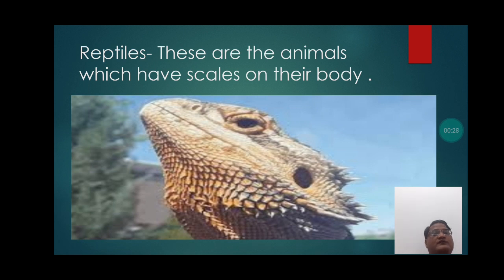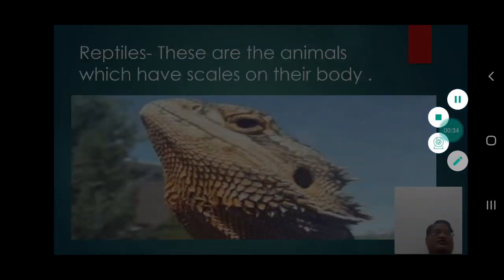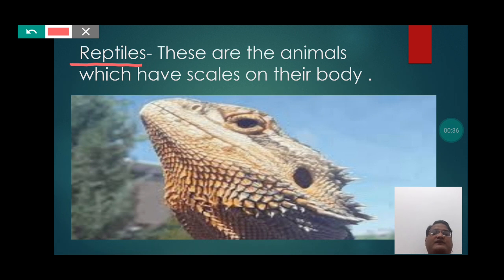These are the animals which have scales on their body. So students, reptiles are actually the organisms on whose body a huge number of scales remain present.